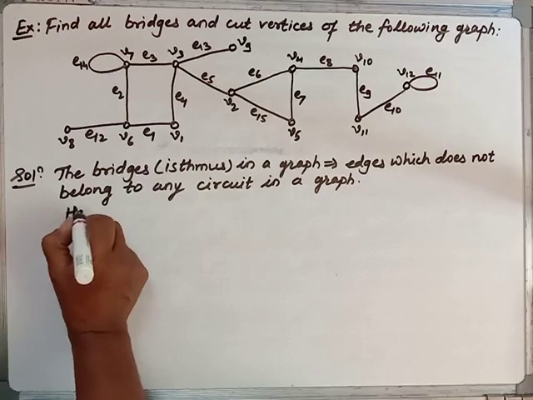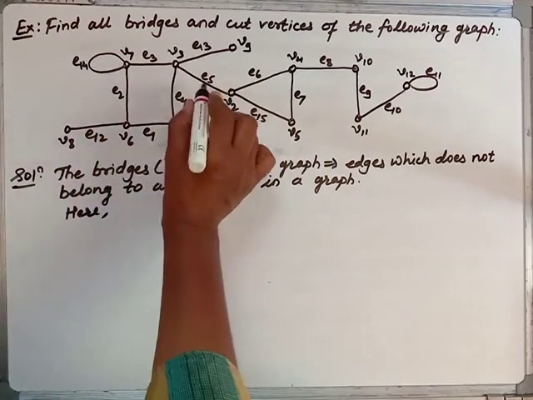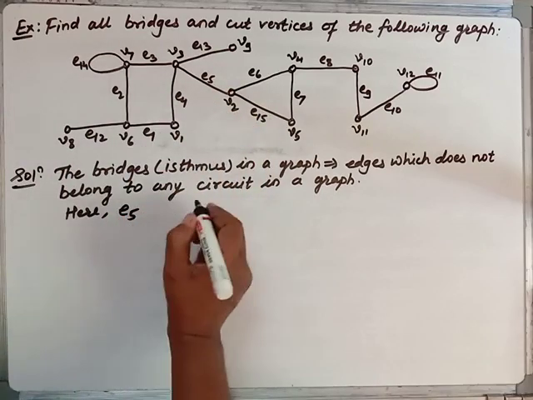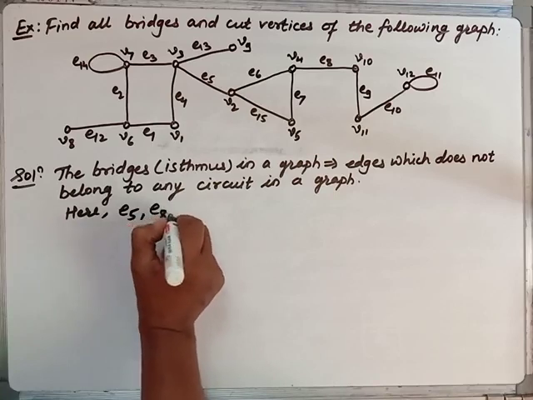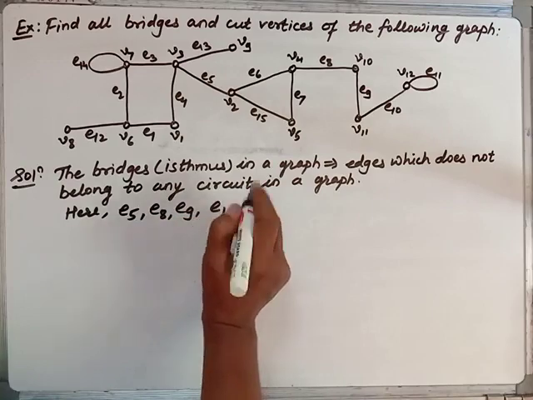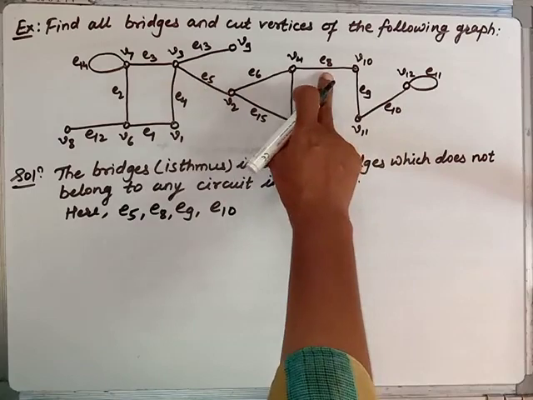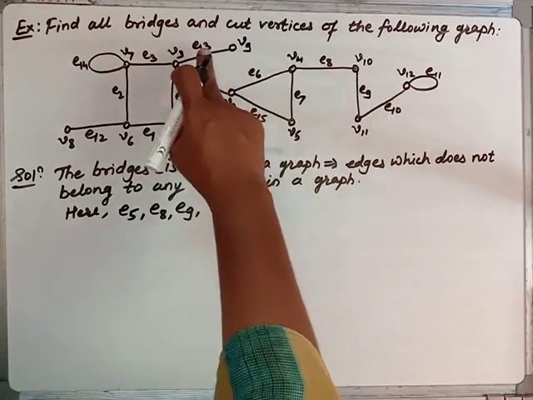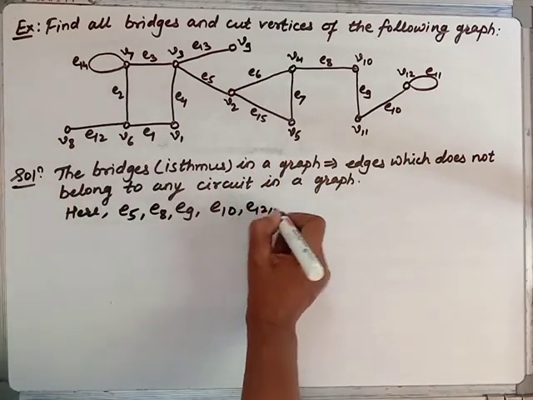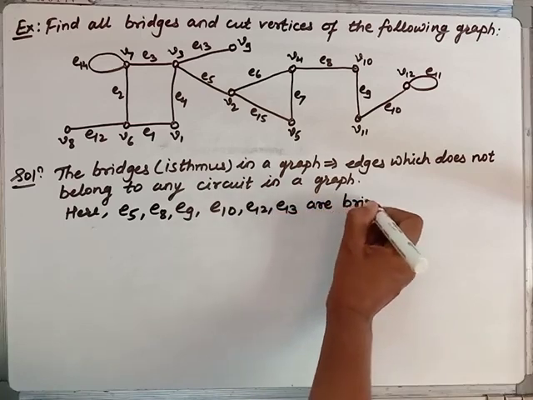So here, which edges don't belong to any circuit? Look at E5, then E8, E9, E10, then E12, E13 are what? Bridges.